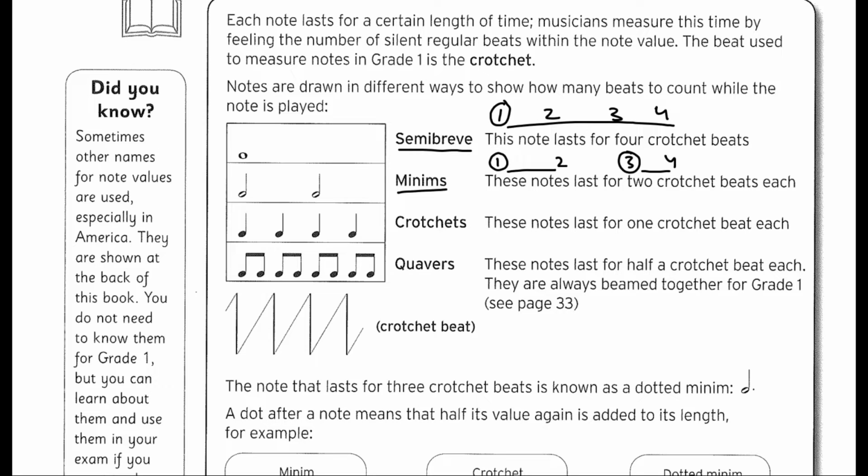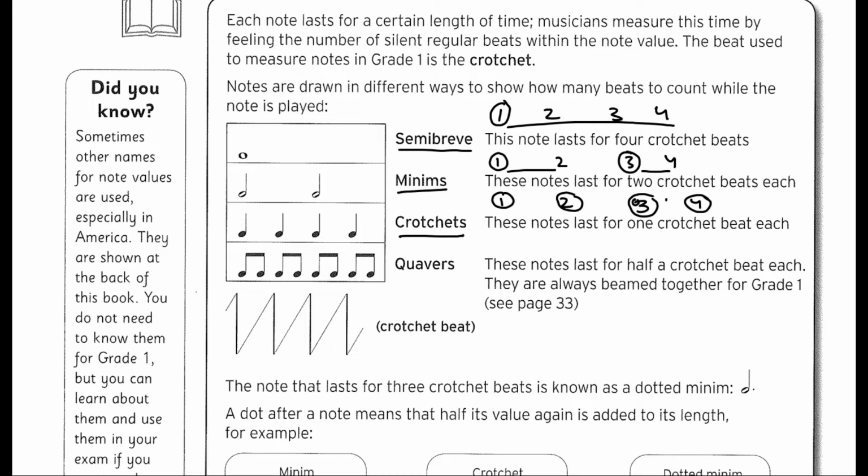Next you have crotchet beats. Crotchet beats, for example 1, 2, 3 and 4. So you play on every count. You play it on every count. 1, 2, 3, 4, like that.